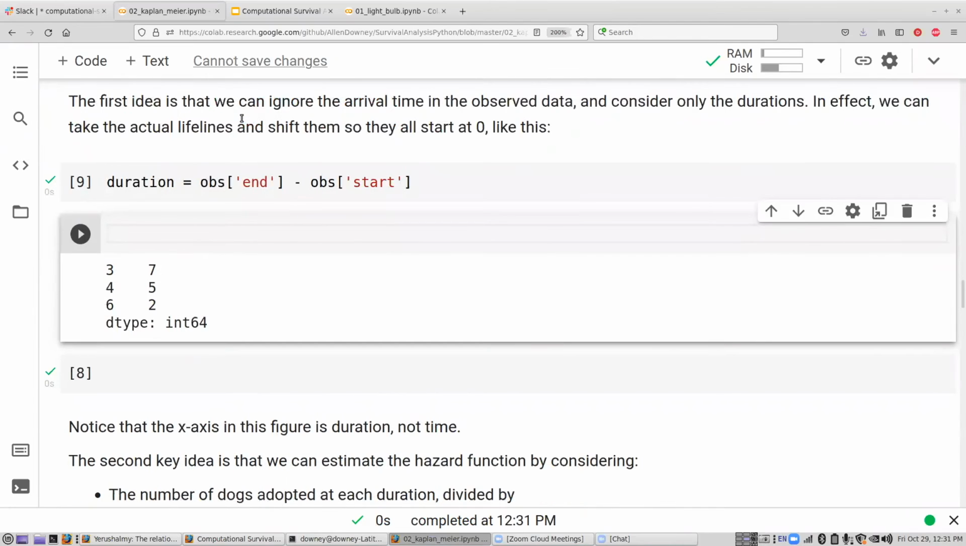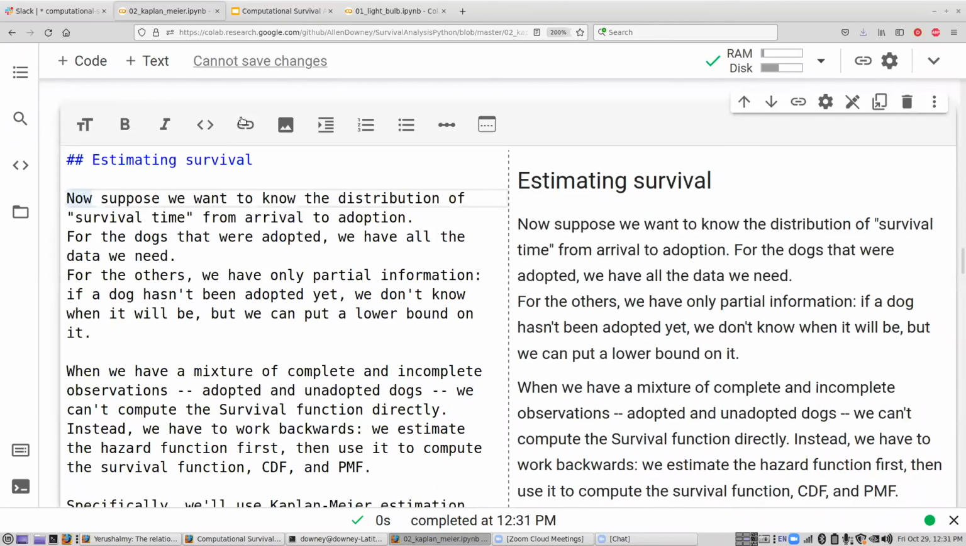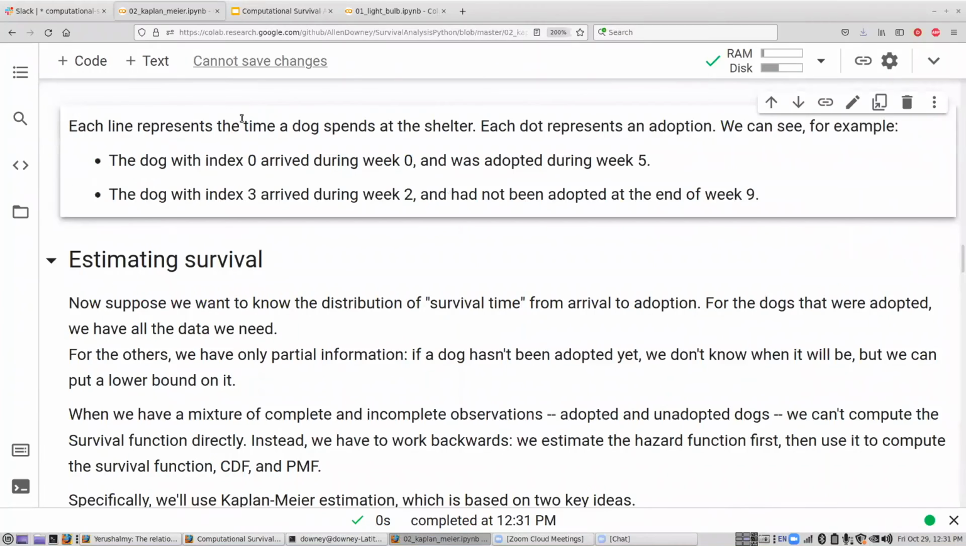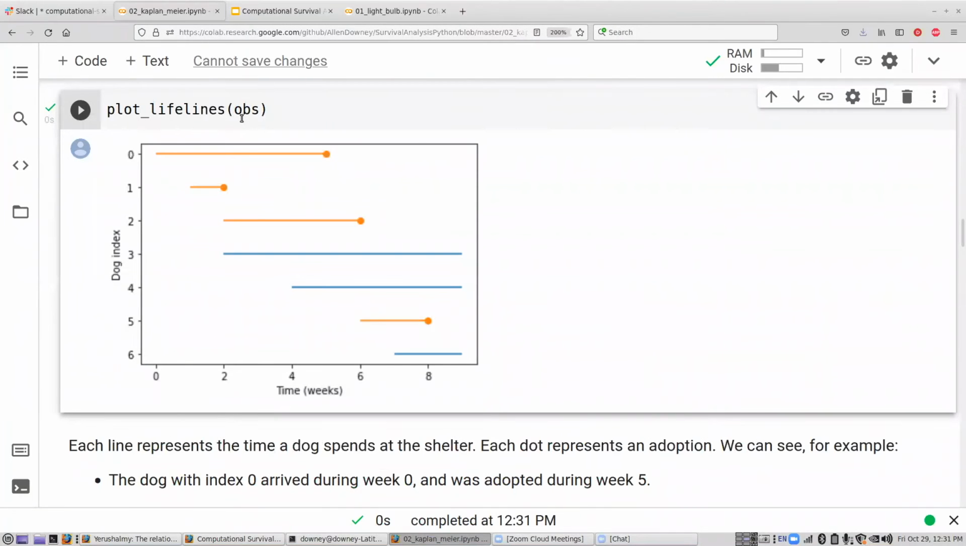There is another key step here that I've skipped. So let me be a little bit more careful. I was rushing and messed things up. There are two key ideas that we need to fix. And one of them is all of these dogs arrived and departed at different times. In order to make them more comparable to each other, we're going to take all of these lifelines and shift them to the left as if all of the dogs had arrived during week 0. And this isn't going to change any of the durations.